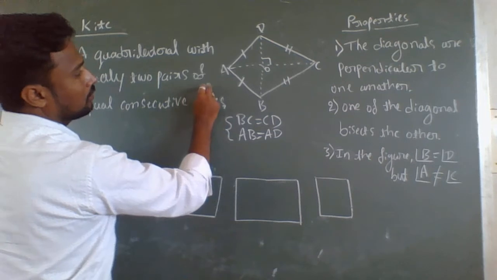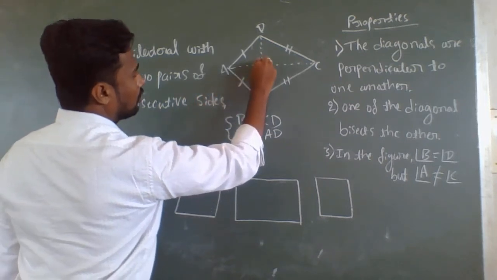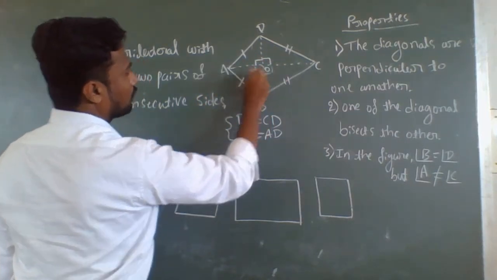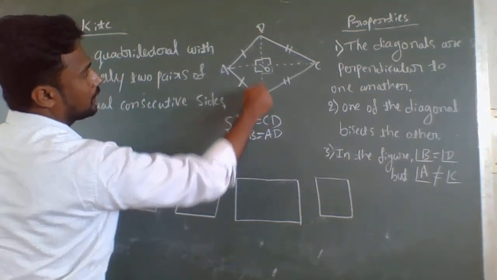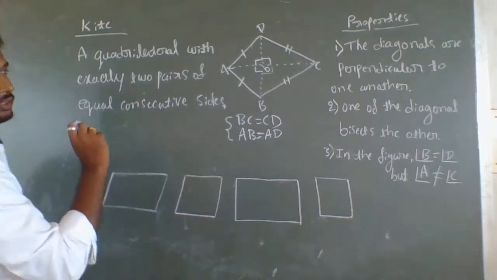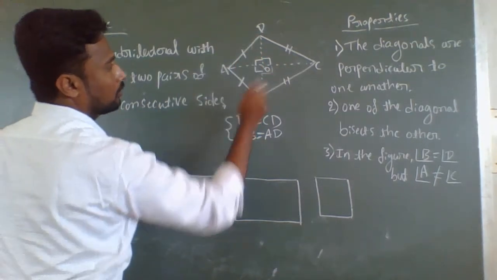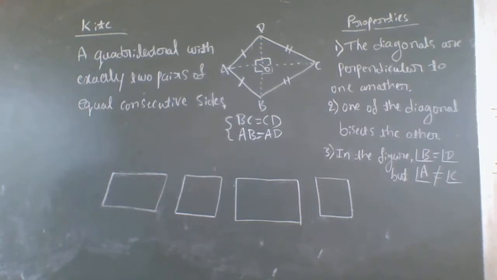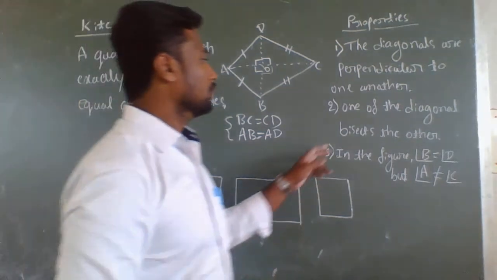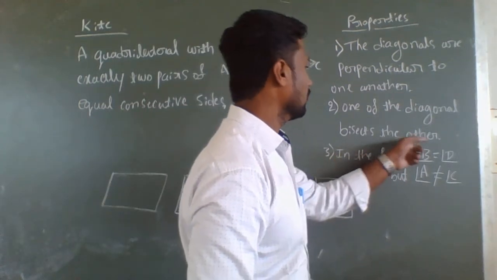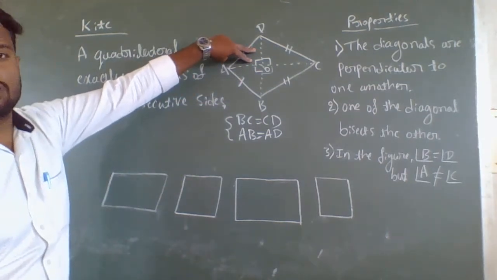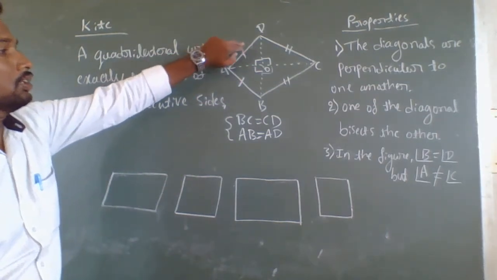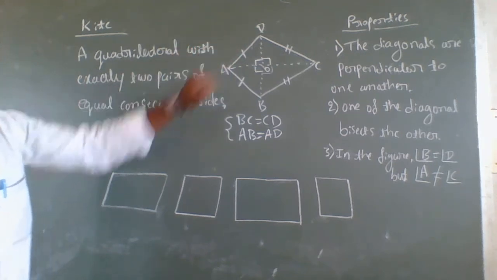Here, all the angles are 90 degrees. Therefore, AC is perpendicular to BD, and likewise BD is perpendicular to AC. Therefore, the diagonals are perpendicular to one another. And the second property is that one of the diagonals bisects the other. In these two diagonals, one of the diagonals bisects the other.